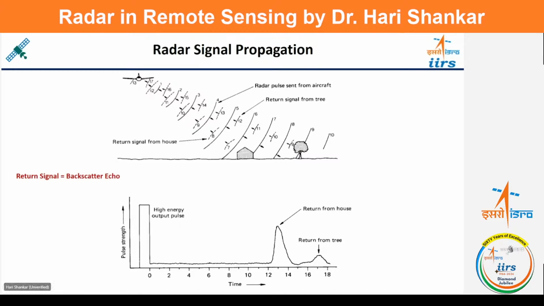So multiple bounces are happening within the canopy structure, and because of that, at every interaction or every hit, the energy of the signal is going to decrease. That's why the overall strength of the backscatter signal is very, very weak. So from this particular example, we can understand that we are getting a very strong response from the man-made structures, and a weak response from the natural structures.